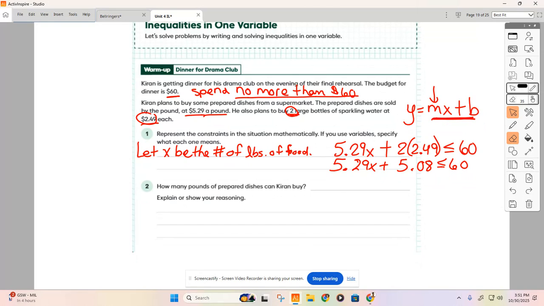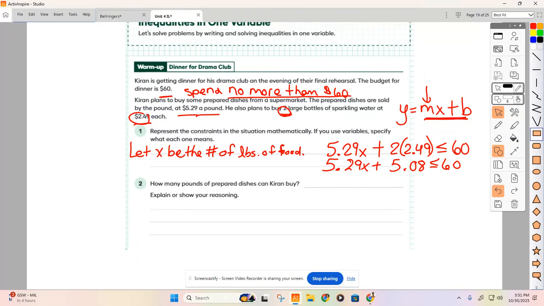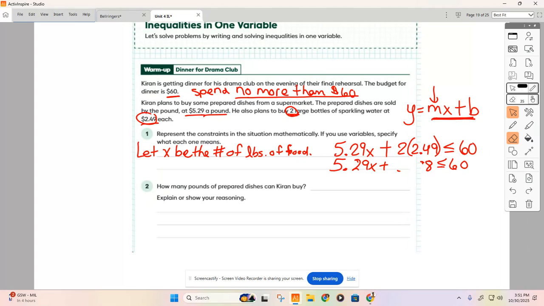The next part says, I'm sorry, this is 458. Let me erase this. Oops, wrong one. This is 458.